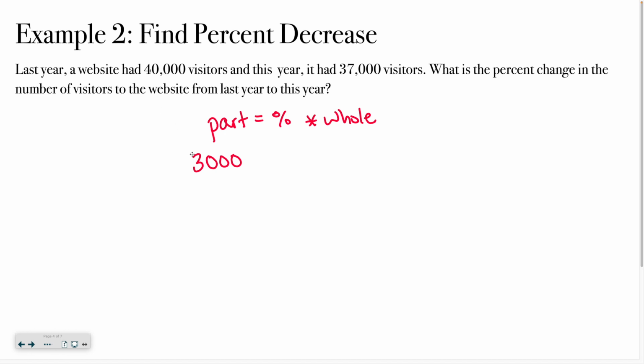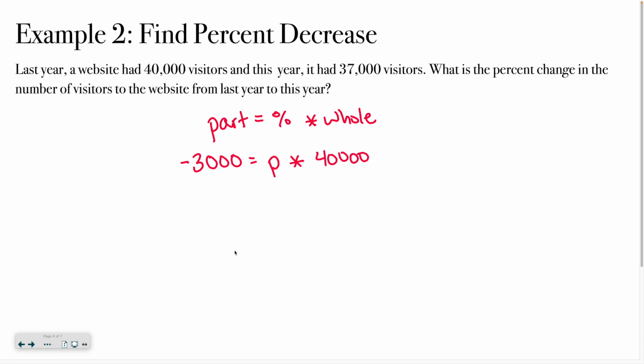And specifically, this one went down 3,000, right? From last year to this year. So I could represent it with a negative 3,000. And then I don't know what the percent is, but the original was 40,000.